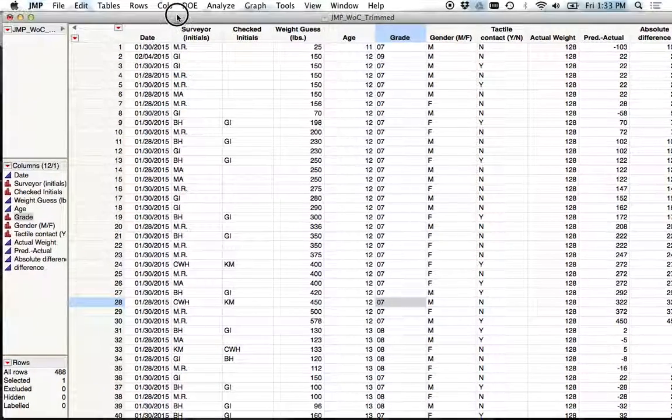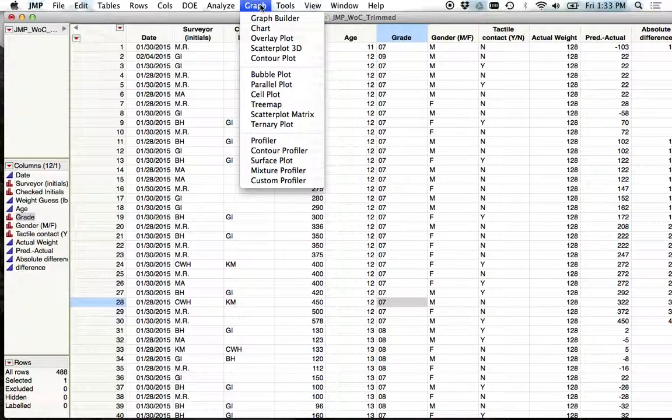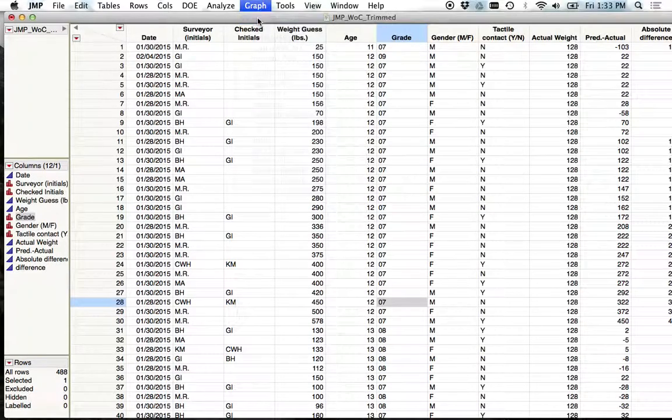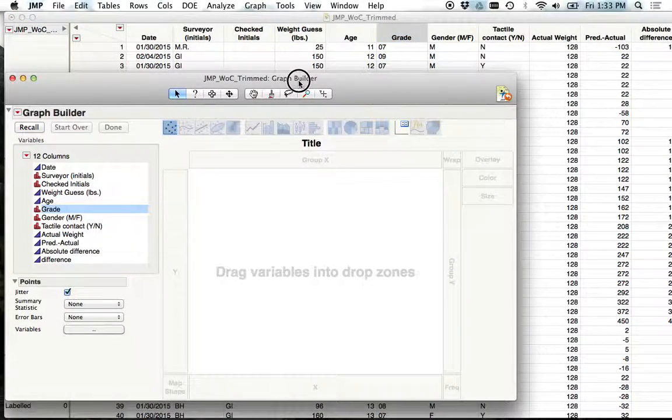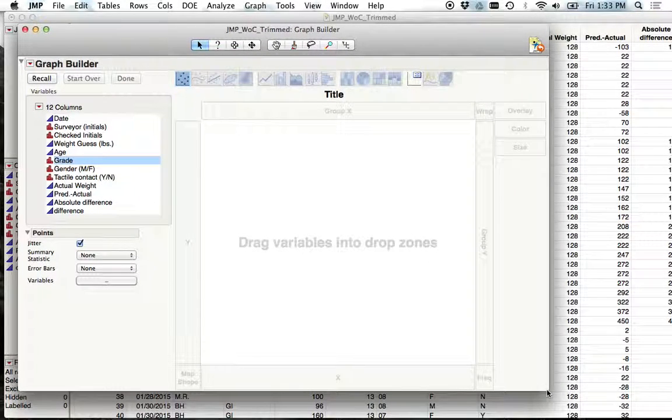Okay, so everybody should have 488 rows. Is that correct? Yes. Okay, good. All right. What we're going to do is we're going to go to Graph. Let's go to Graph Builder. Okay, everybody has that? Yes, much better. Okay.